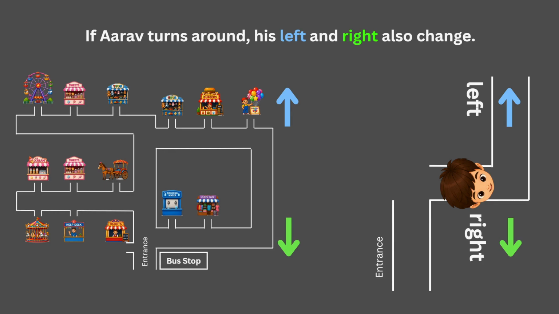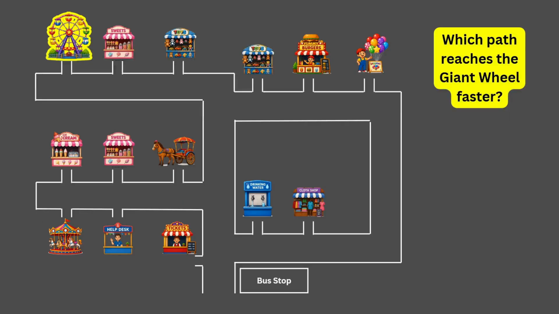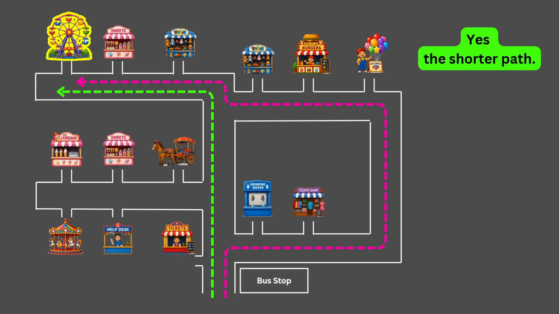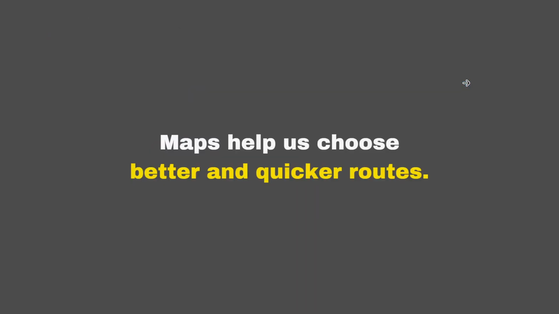Sometimes maps show more than one path. Now look carefully. There are two ways to reach the giant wheel. Which path is shorter? Yes, this one. The shorter path helps us reach faster. Maps help us choose better and quicker routes. Now let's answer a few questions together by looking at the map.